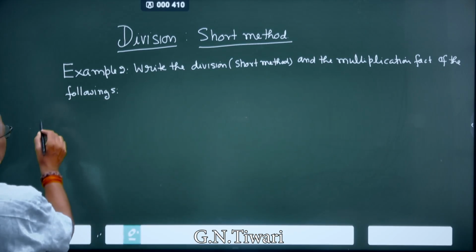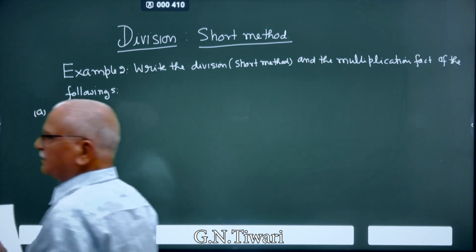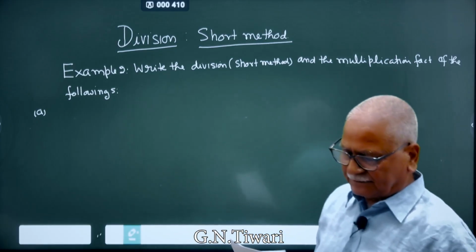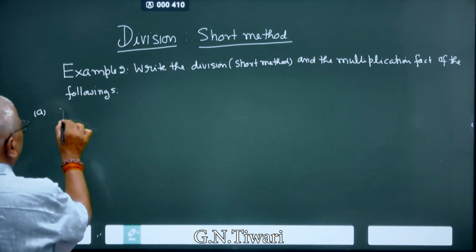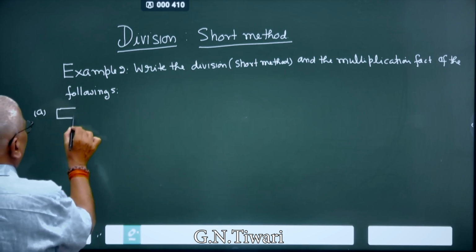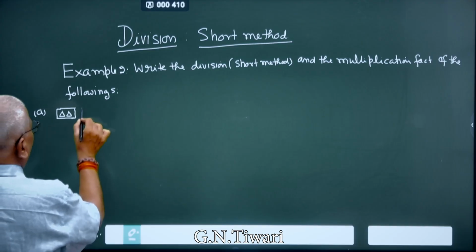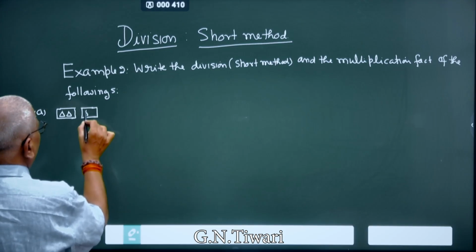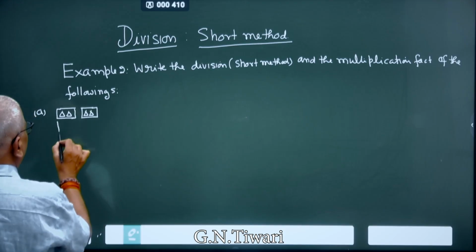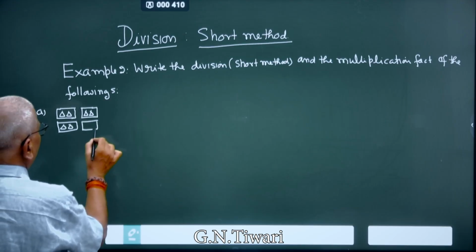अब देखिए A, look very carefully so you will understand. I am making this two triangle. Again I am making two triangle. Again I am making two triangle. And again two triangle.